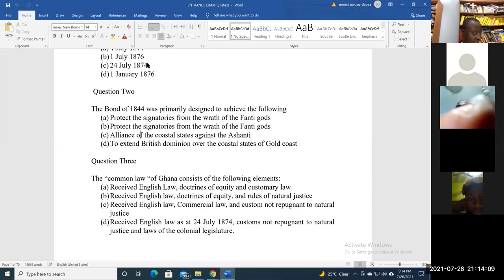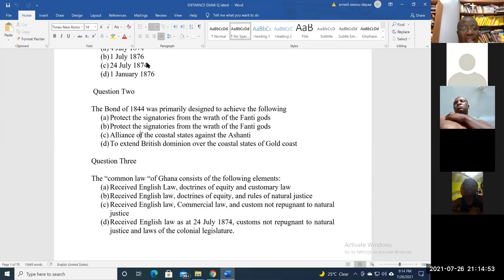Let me quote what the Bond, among other things, sought to do. The first of a succession of treaties under which certain Gold Coast chiefs acknowledged the power and jurisdiction of the Crown and gave their formal consent to the trial of criminal cases before the Queen's judicial officers and chiefs of the district, moulding the customs of the country to the general principles of British law. So: extend British dominion over the coastal states of the Gold Coast, or alliance of the coastal states against Ashanti.